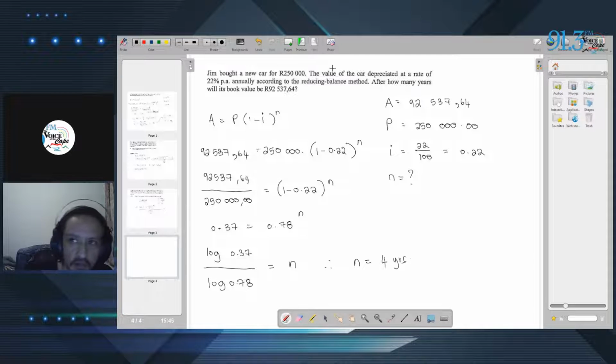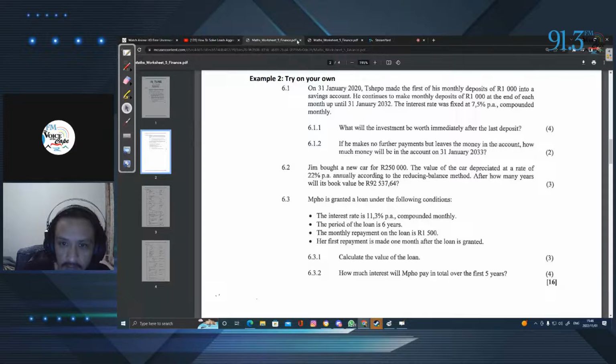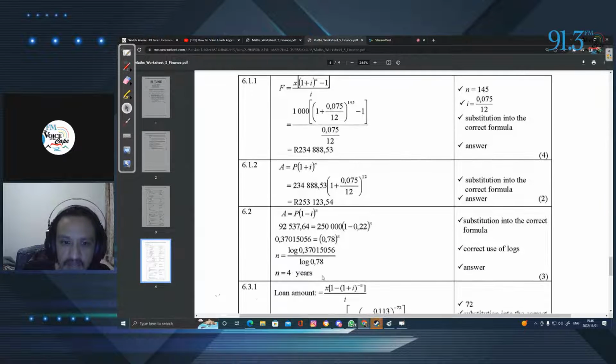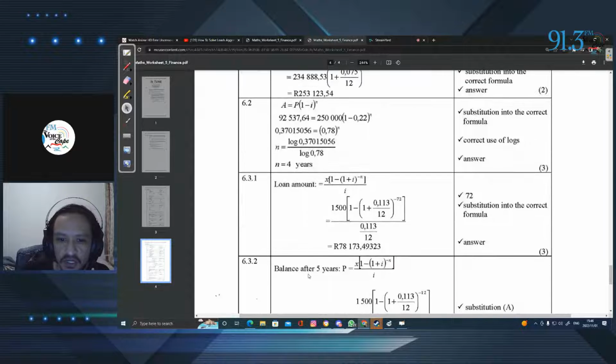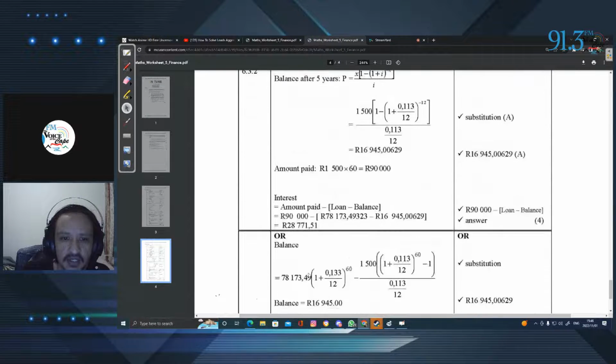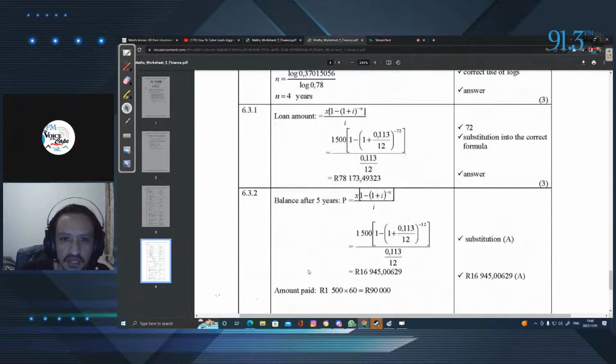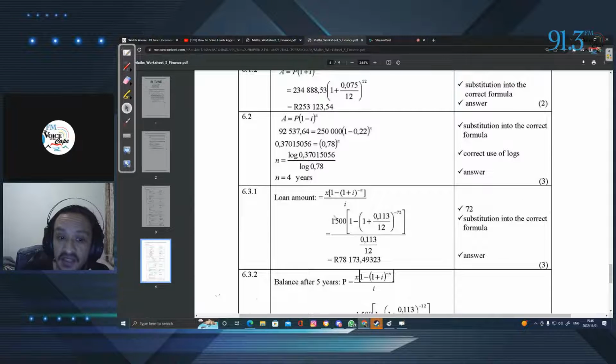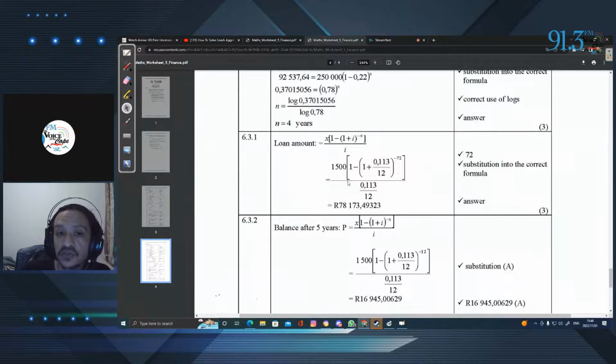Is this correct? Let's check. And there we go. We get a value of 4 years. Okay. So I won't have enough time to do the last two questions, but they are fairly simple. They're going to follow the same order.